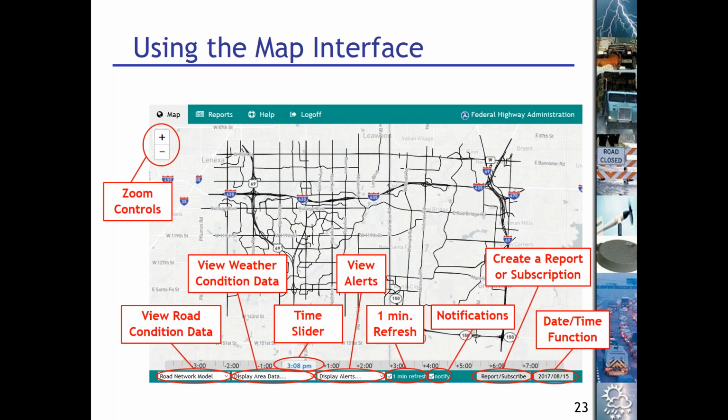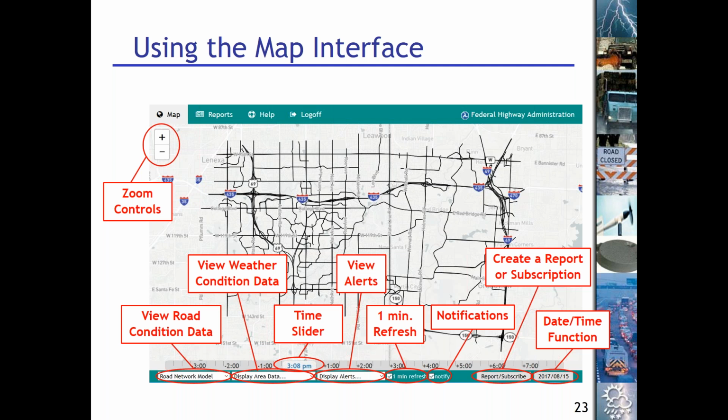Okay, so when a person enters into the model, this is the landing page. This is what they will see first. And we try to make the tool as intuitive as we could. We can see on the top left-hand side, there are controls to zoom in and out. And depending on your level of zoom control, you will see more or less definition and more data in the map. On the bottom line, we have the view road condition data. We have the view weather condition data. We have a time slider, which is a very interesting tool that allows you to go back in time a number of hours. You can see the present situation, and then you can see predictions into the future.